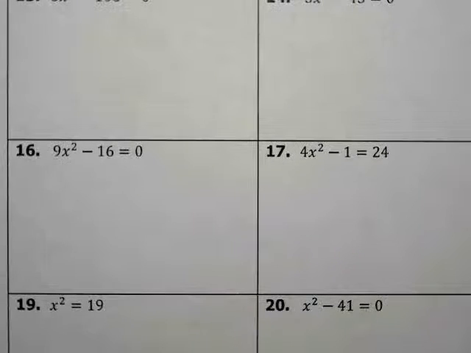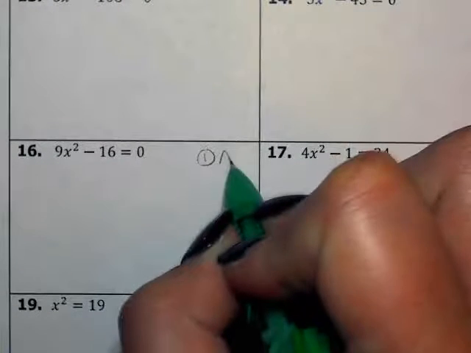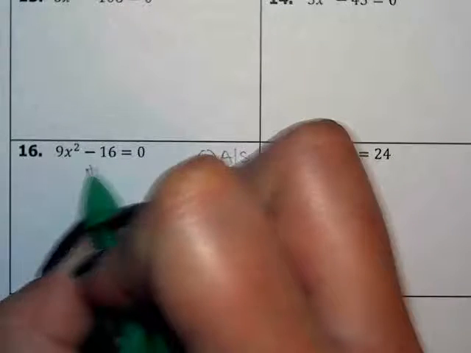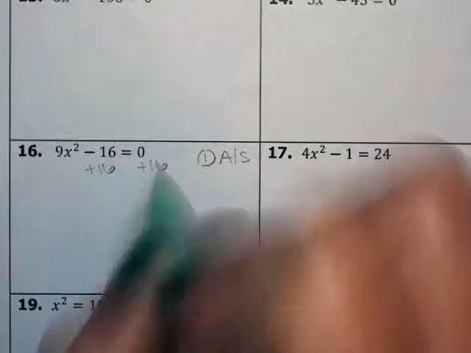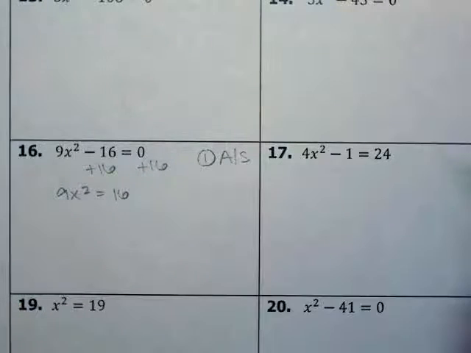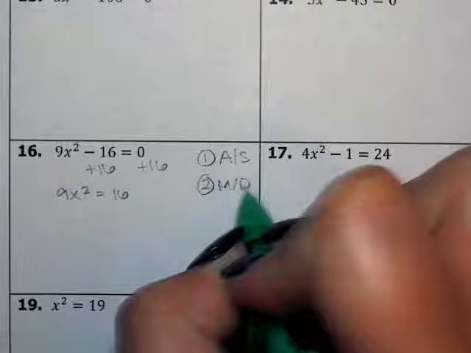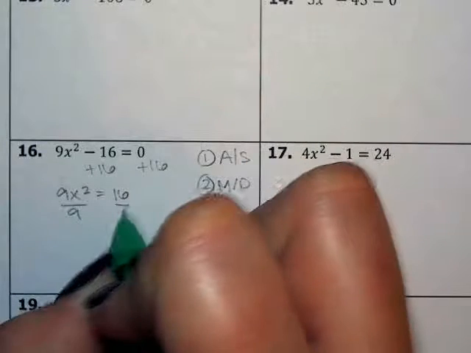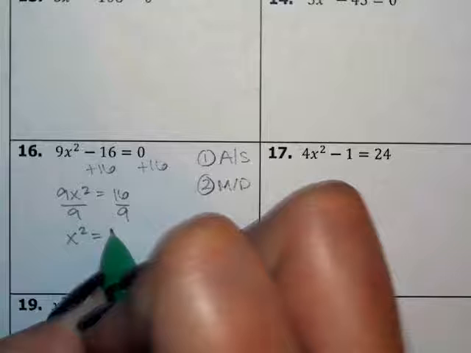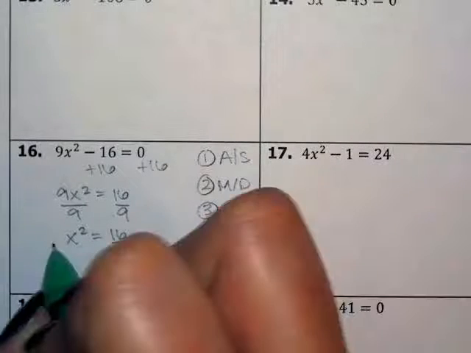All right. So first step, can we add or subtract something to the other side? Yes. Okay. So we're going to add the 16 over. So we get 9x squared equals 16. And then what should we do? Multiply or divide is our next step. We're going to divide by 9. And so we get x squared equals 16 over 9. And then what should we do? Square root it. And what do we get?